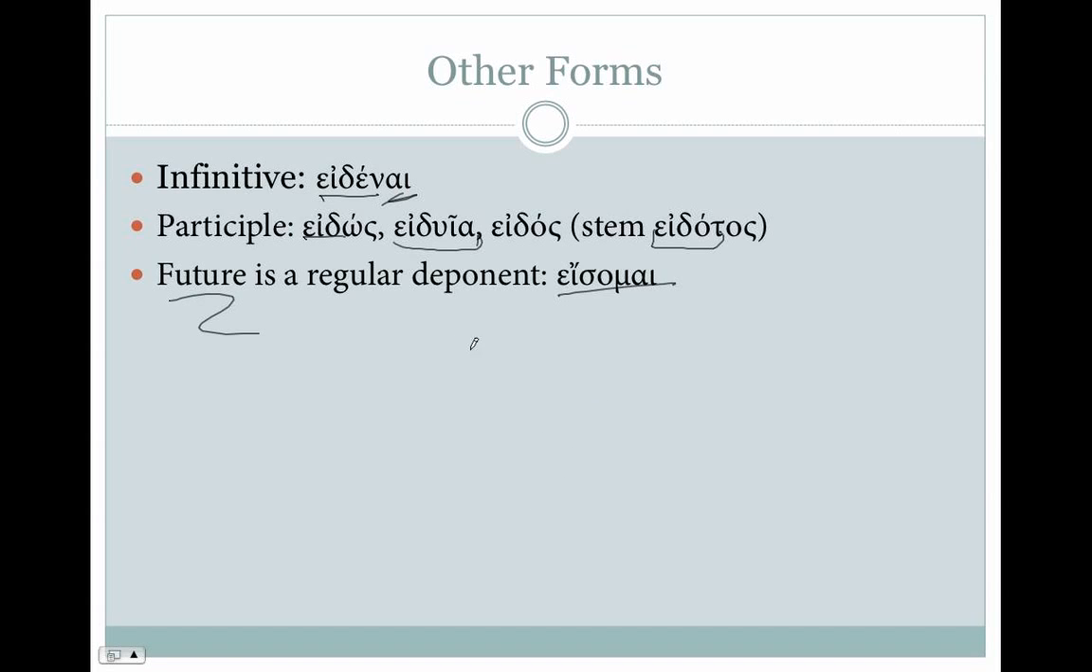So the things to keep in mind here with this verb: your stem usually is eid, except in the present and the imperative, when you're going to have oid or is. Keep that in mind, and the endings by this point you should be able to discern.